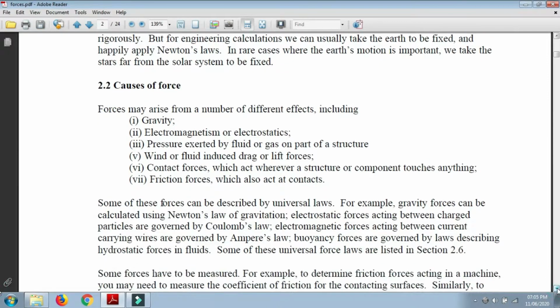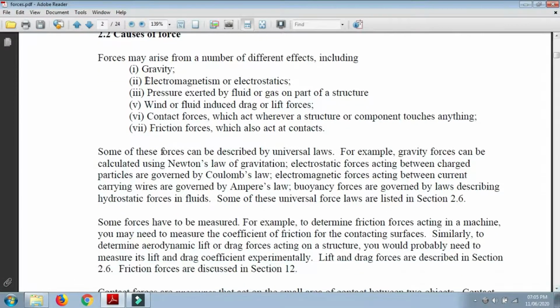Then, very important, how is this force generated? We will call it the causes of the force. Force may arise from a number of different effects. You can clearly see you can generate force by means of gravity, electromagnetism, or electrostatics, pressure exerted by fluid or gas in parts of a structure, kinetic theory postulates, and wind or fluid-induced drag or lift forces.